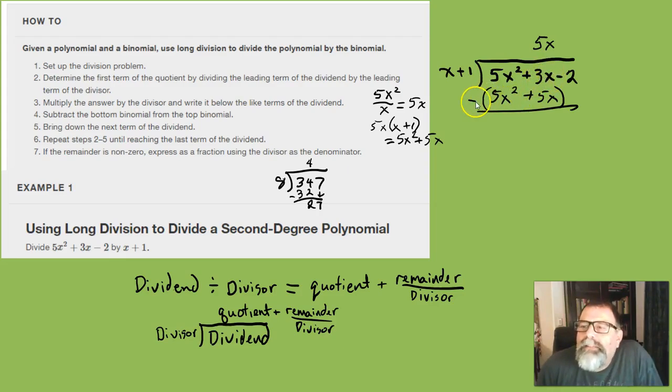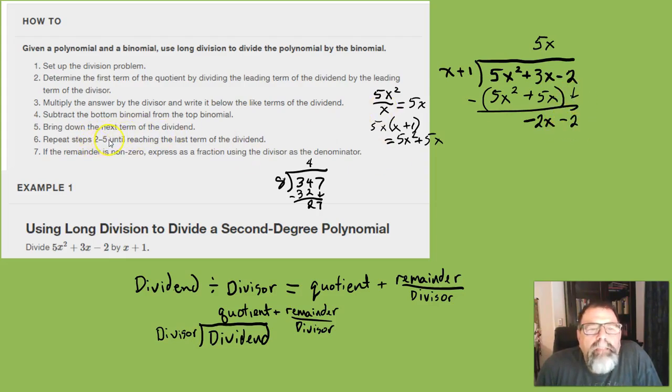And then 3x minus 5x is a minus 2x. Okay, so remember you have to distribute that minus sign. And then our next step, just like you did with numbers, is we bring down the next term. So subtract, bring down the next term. So we're going to bring down this next term, which is a minus 2.